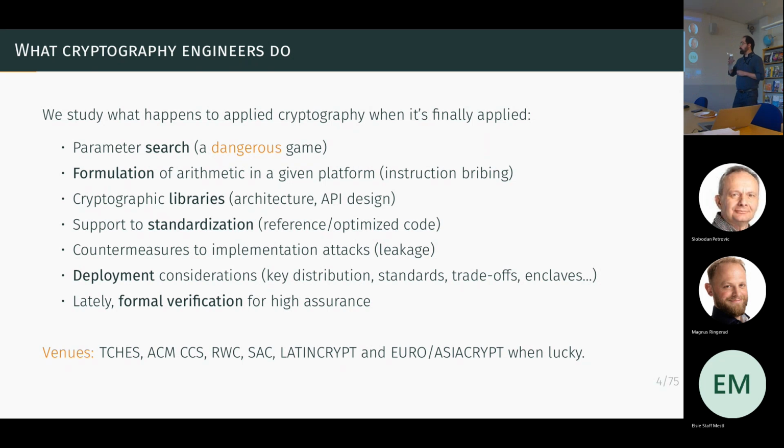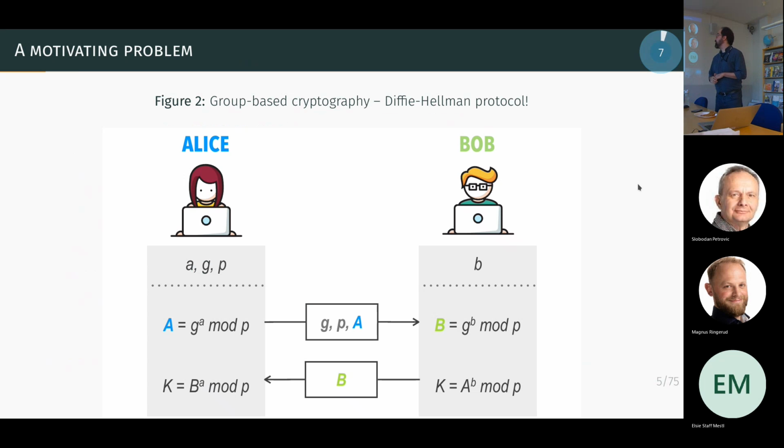We publish in several venues. CHES is the main one, in the sense of where the community meets. But we have CCS, which has an applied crypto track that also receives implementation work. Real World Crypto, SAC, Latin Crypto, that's also very friendly to implementation because of how the Latin American community works. And if we get really lucky, we get a Eurocrypt paper every now and then. Sometimes an Asiacrypt one too.